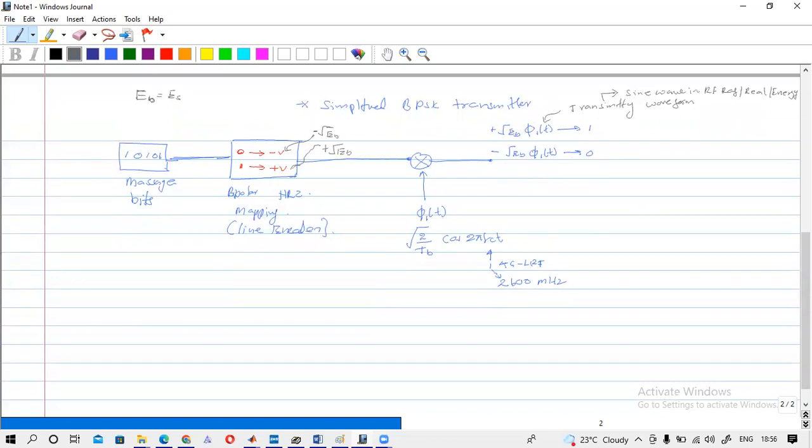So these are the two waveforms. We will have two signals to transmit, for 1 and for 0. You know that here we have 0 phase shift and here we have π phase shift.